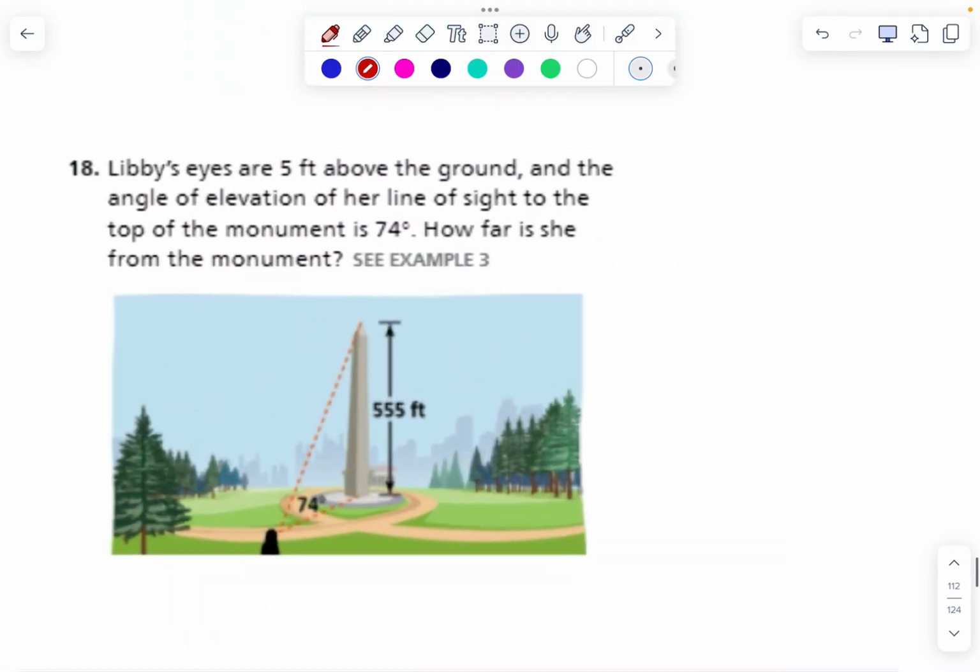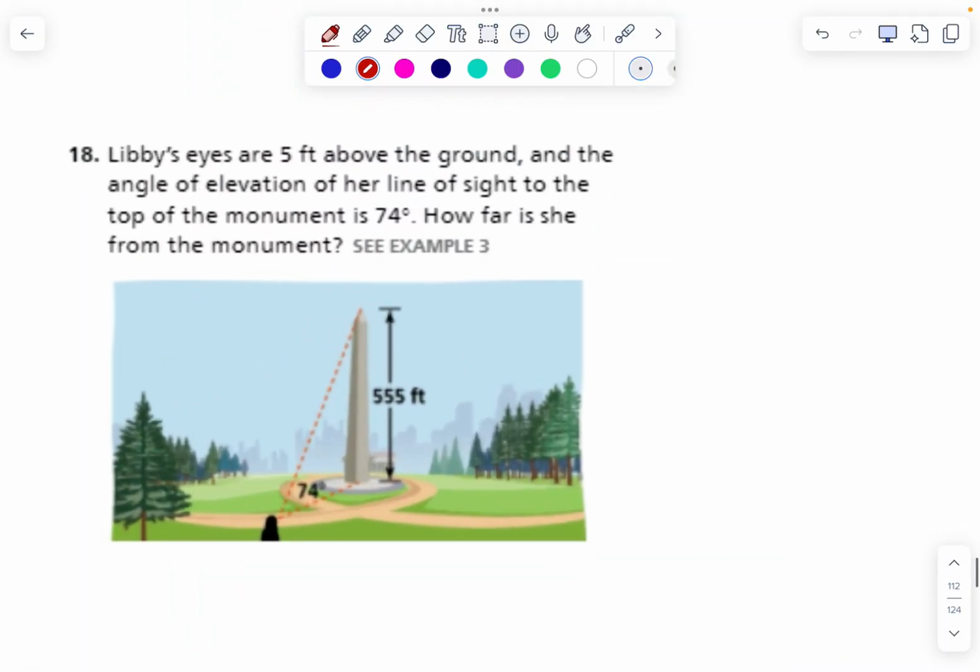All right, here's another one. Libby's eyes are 5 feet off the ground, and the angle of elevation to the Washington Monument is given there. And it says, how far is she from the monument?